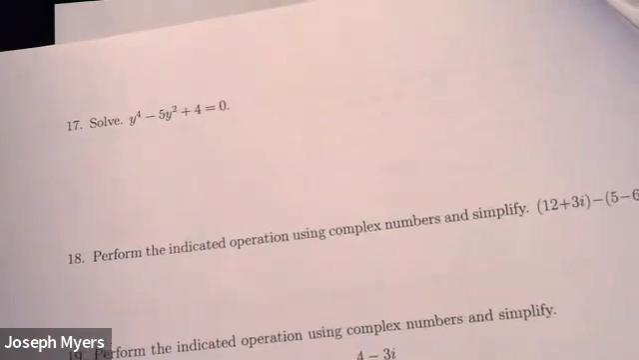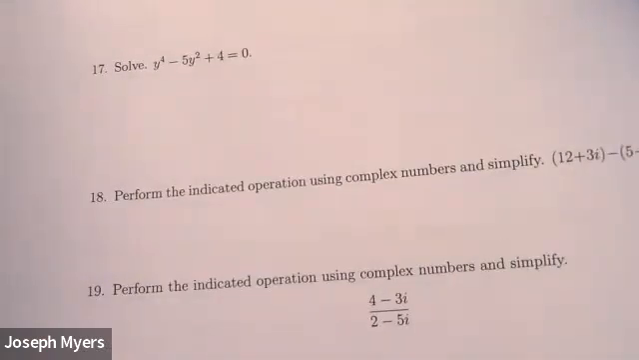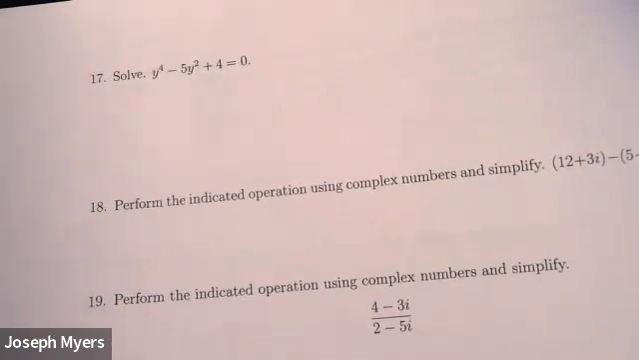So page 4, it says y to the 4th minus 5y squared plus 4 equals 0. So this is an amazing problem because it's number 17.